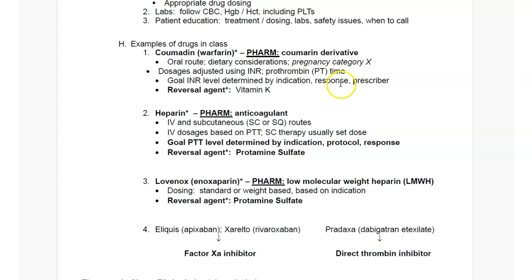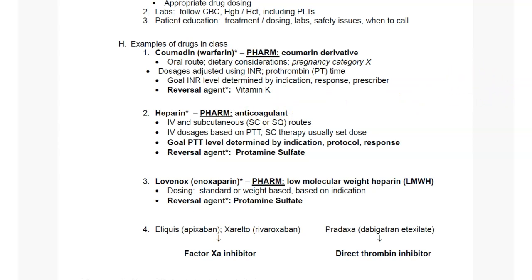So the reversal agent, if a patient develops bleeding, or in cases of overdose, we give vitamin K. Vitamin K is the reversal agent for warfarin. And how I remember it: Coumadin, the brand name, starts with a C, but it sounds like K. So I usually write it with the letter K to remind me that the reversal agent for Coumadin or warfarin is vitamin K.